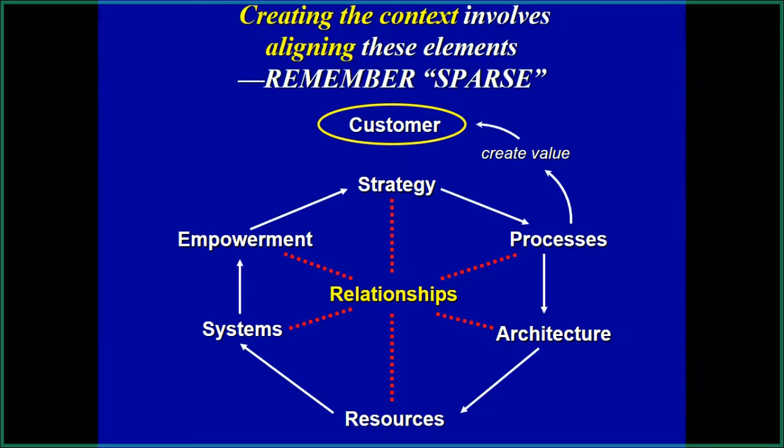Okay? Now, you can use this. Remember the word SPARS. It's strategy, processes, architecture, resources, systems, and empowerment. And whenever I go into a consulting assignment, or I'm riding on a plane and somebody sitting next to me wants to talk to me because they've seen my business card. Oh, you're an Ivy League professor at a business school. Let me talk to you about my company. That happens all the time.